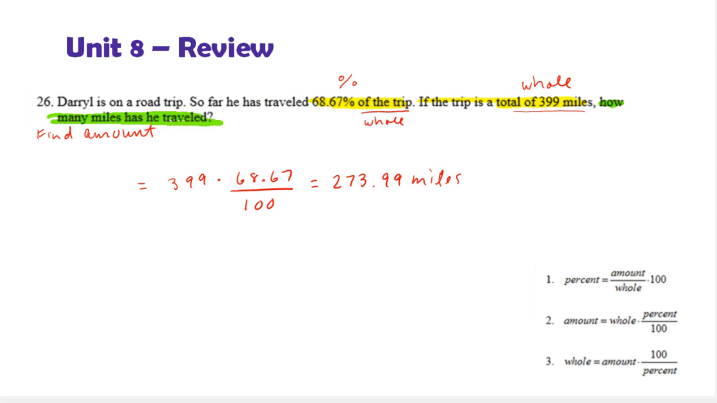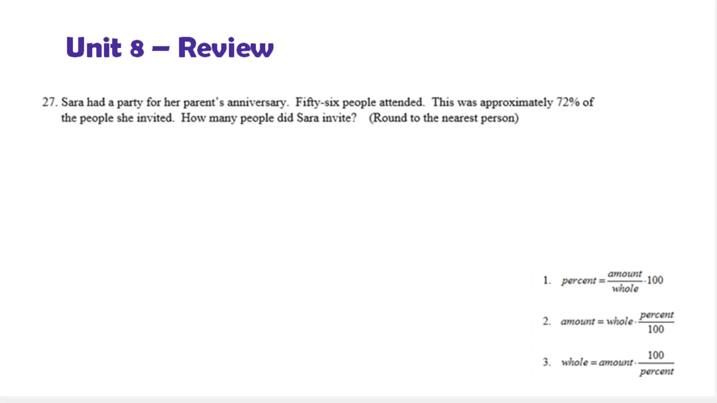And it's always good to go back and see if it makes sense in the context of the problem. Imagine you're on a road trip, you've gone a percentage of the total trip. Does it make sense that you've gone 274 miles so far? If you had gotten that you went 600 miles so far, that wouldn't make sense since the whole trip is 399. So again, use the context of the word problem to see if it makes sense. Let's look at the next one.